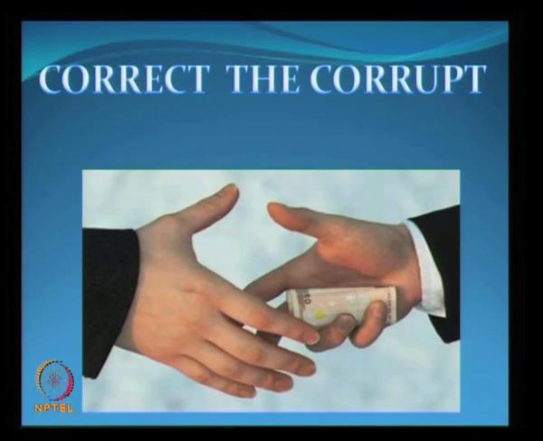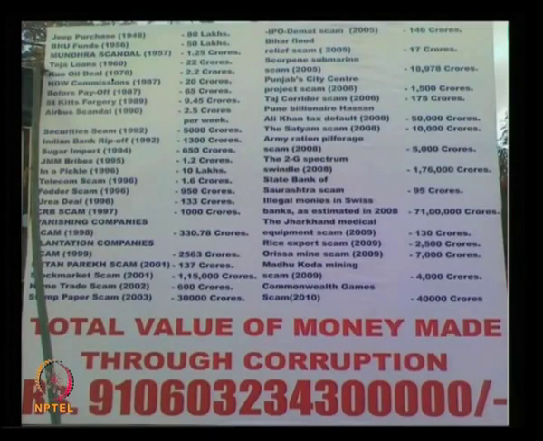Today I am here to suggest some ways to remove corruption from our society. This picture shows the depth of corruption in India. It is the total amount of money made through corruption from 1948 to 2010. It is a 15-digit number. It shows the crucial need to abolish corruption from our society.